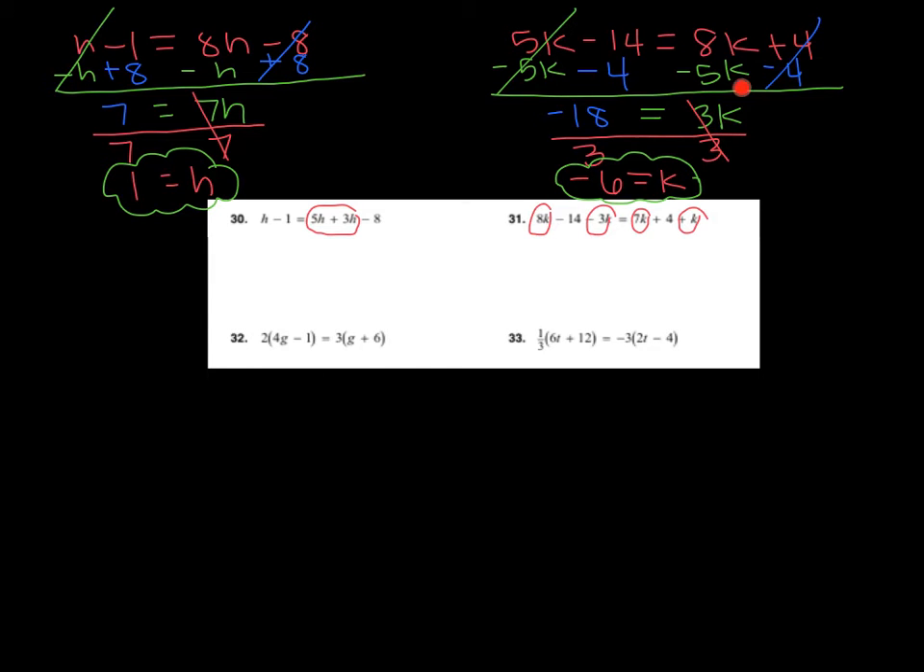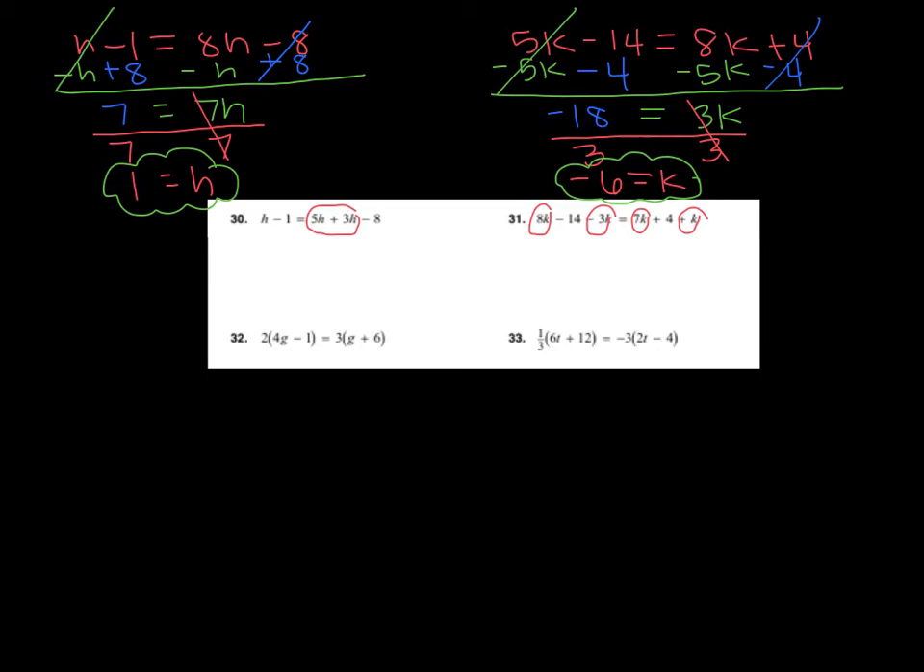Since my k's wound up on the right, I had to get rid of this positive 4. The opposite would be to subtract 4. Those cancel. Negative 14 minus 4 is negative 18. Then the opposite of multiplying by 3 was to divide. 3 divided by 3 left me with 1k. And negative 18 divided by 3 is negative 6.